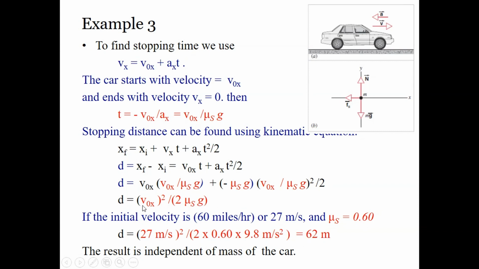You can see that this equation does not have any value of mass m. So for any mass, for any car size, this will be the distance after which it will stop. And it depends, of course, on the static friction coefficient, which means it depends on the frictional force. So the tires and the road condition will determine how much distance it will travel before stopping.